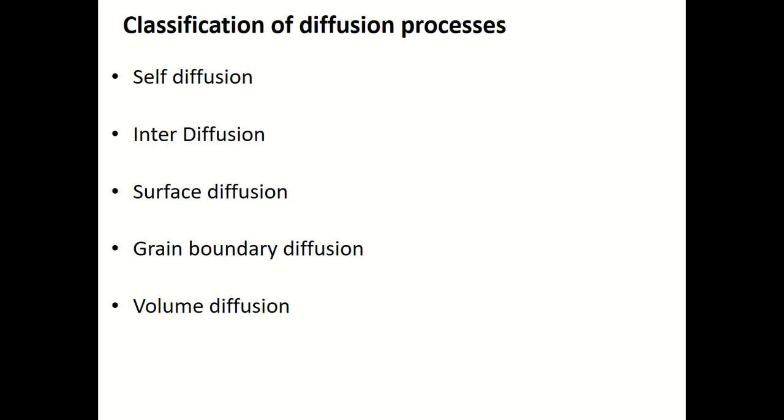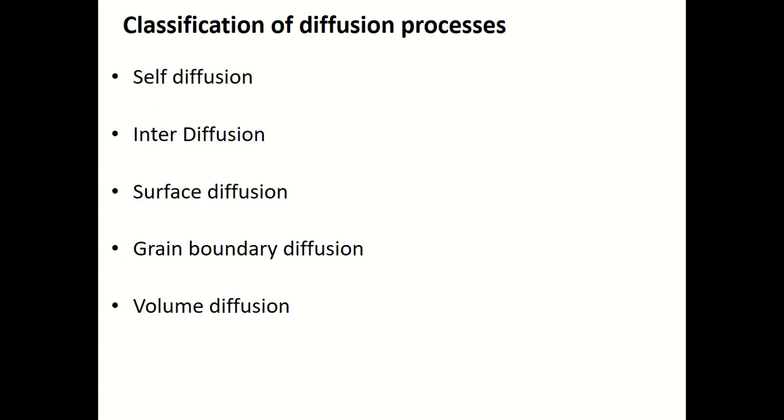And the fourth one is grain boundary diffusion. As the name implies, the atoms at the grain boundaries of polycrystalline solids are also weakly bonded, or not tightly bonded. As a result, the atoms present in the grain boundaries take part in the diffusion process readily. So this is called grain boundary diffusion.